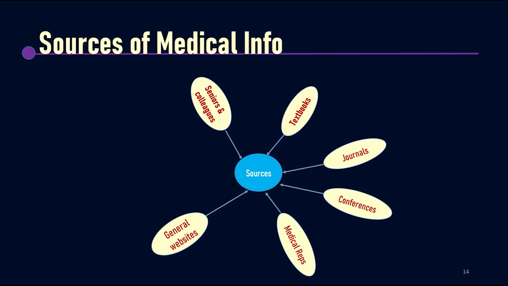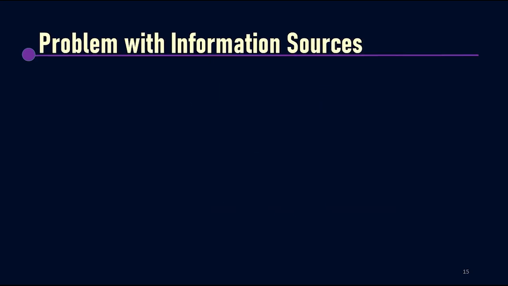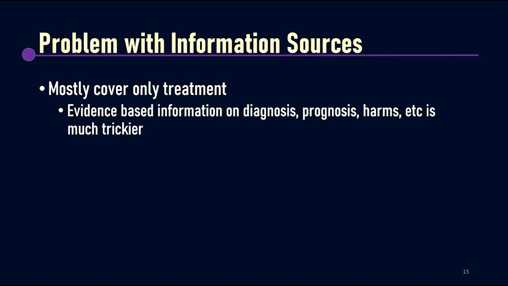For example, Chat GPT gives you information regarding anything you ask, but you have to be very careful before you apply it. Especially young educated patients come with a lot of information related to their symptoms. So they cannot be a valid source of information, but they do stimulate you to read thoroughly about the particular problem. This slide shows what the problems with information sources are. Mostly they cover only treatment, and evidence-based information on diagnosis, prognosis, harms, etc. is much trickier.